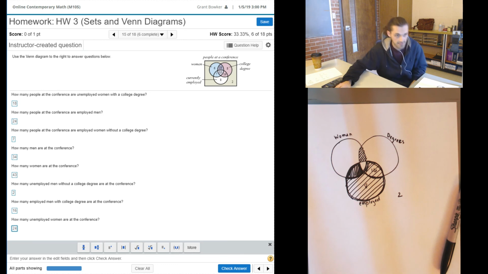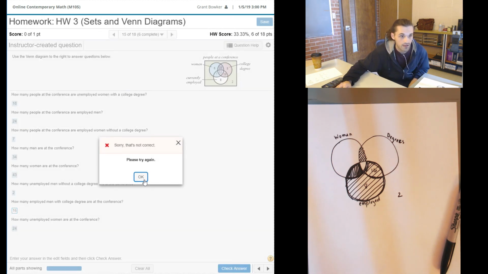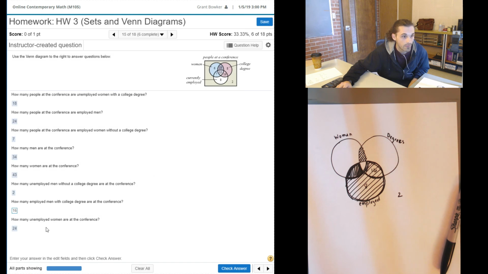All right, now let's see how my mental math did. Come on. How many employed men with a college degree? Employed men with a college degree. 16.